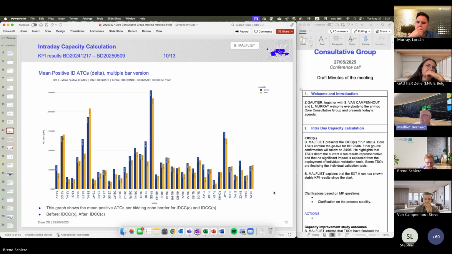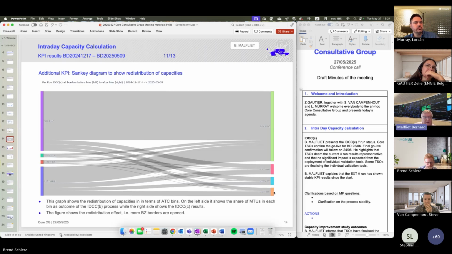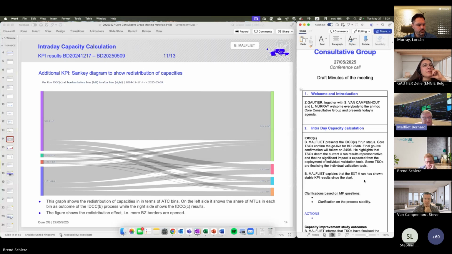Slide 14 shows that it's not a very easy one-to-one. So it's not always the same capacity that gets increased or decreased. So there is a shift. Some negative capacities become positive, but also positive capacities become less positive, and there are even some positive capacities that became negative. So yeah, these things can happen.